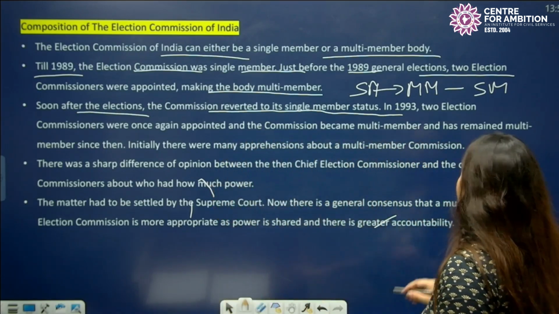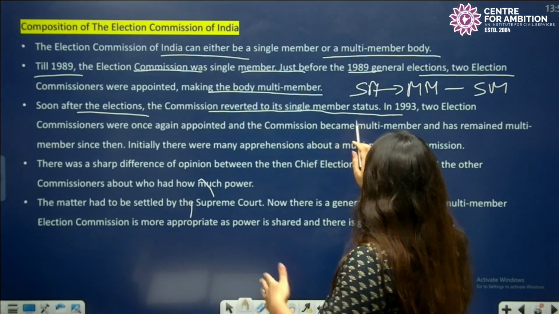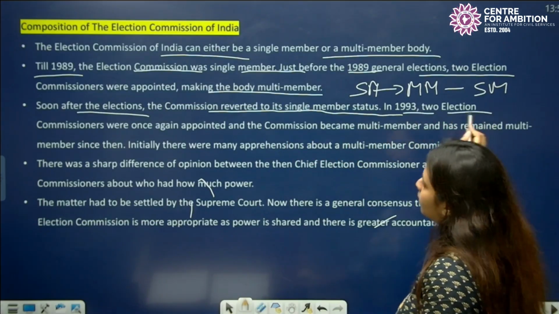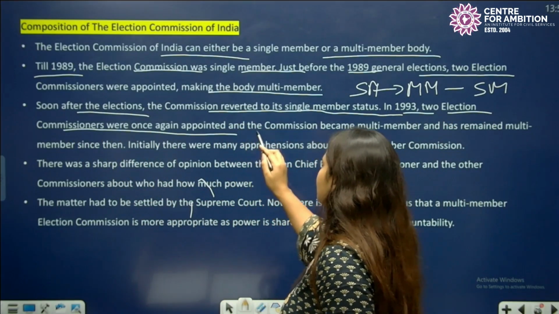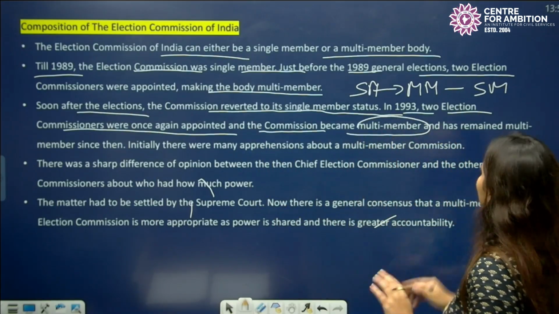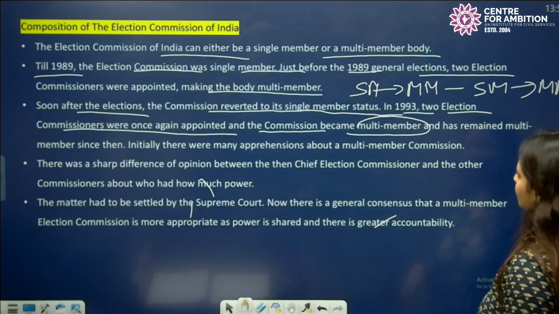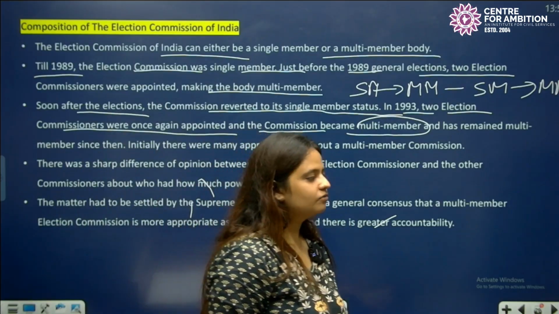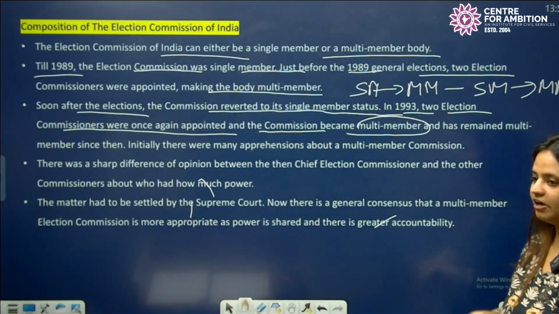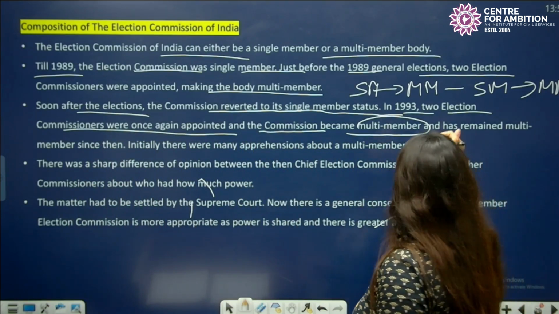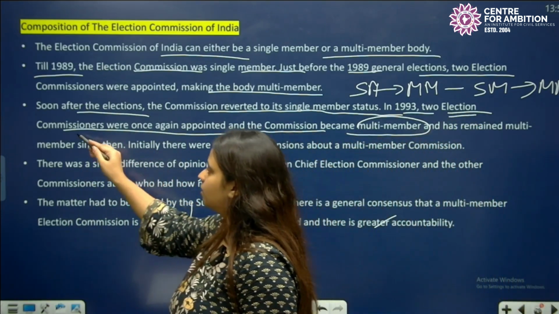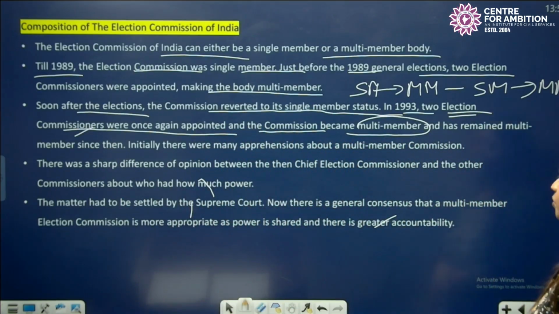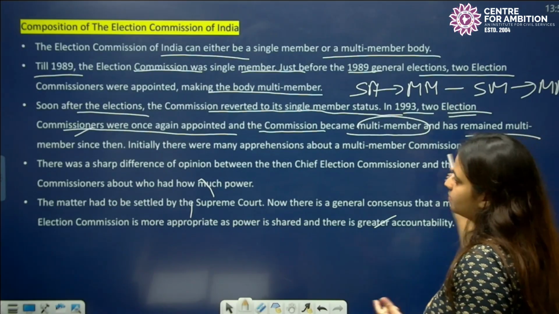We reverted to single member status. Then in 1993, two election commissioners were once again appointed and the commission became multi-member again. So it was single member, then multi-member, then single member, and till date we have a multi-member body, which means a three member body: the two election commissioners and the Chief Election Commissioner. We have a three member body now, and it has remained multi-member since then.